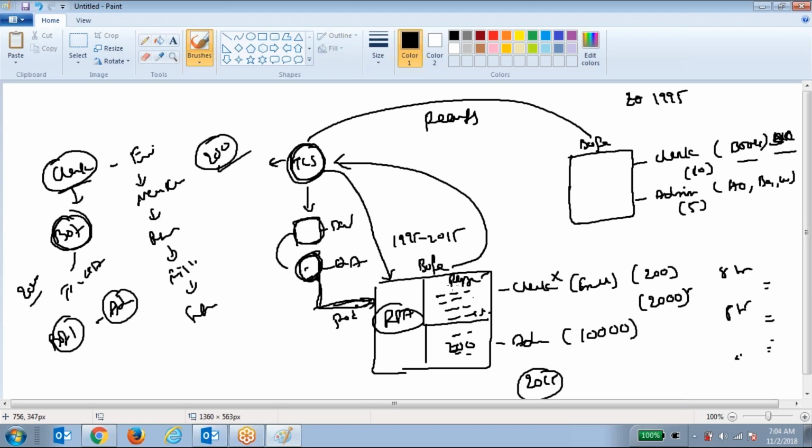Clear, everybody? Because many people are having confusion: Kishore, what is RPA, and where are we implementing RPA? What exactly is this RPA? So many confusions are there. This is the solution for that. Clear? Any questions on this, guys?